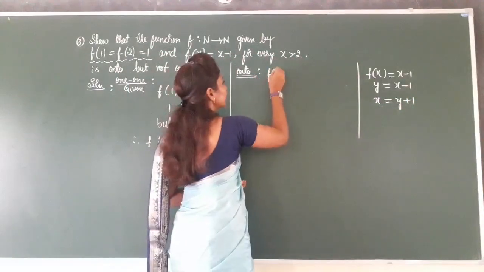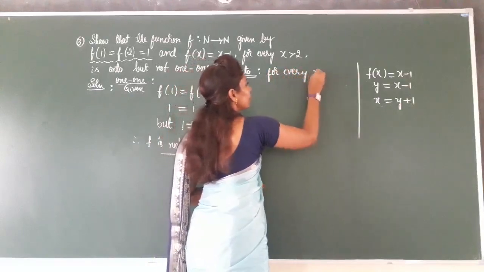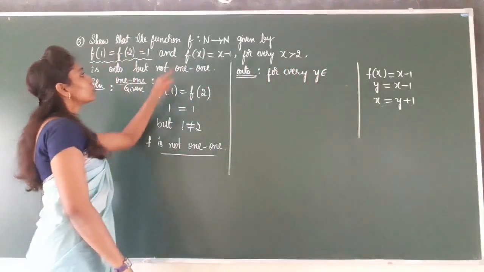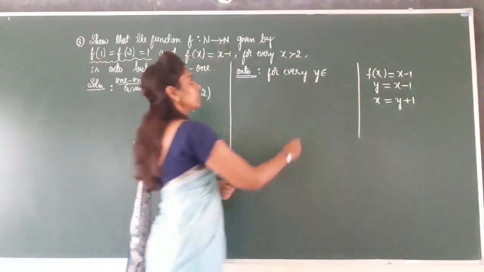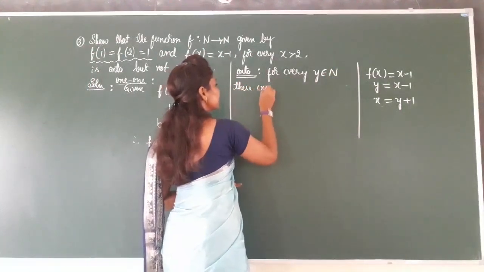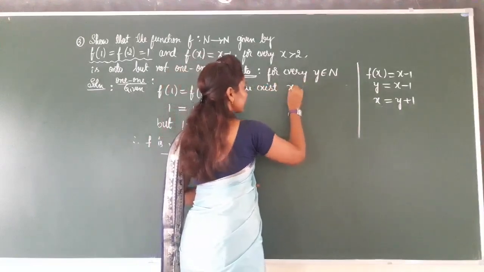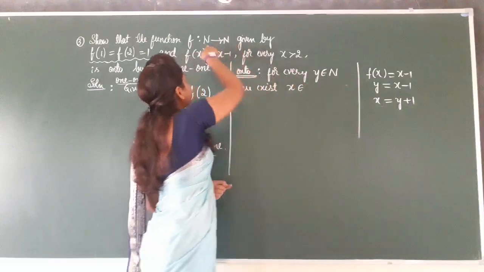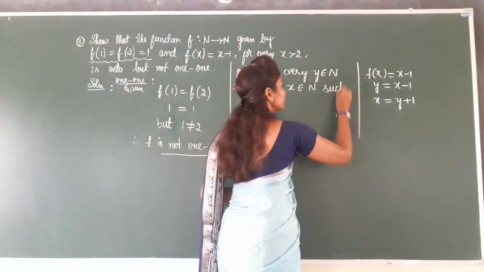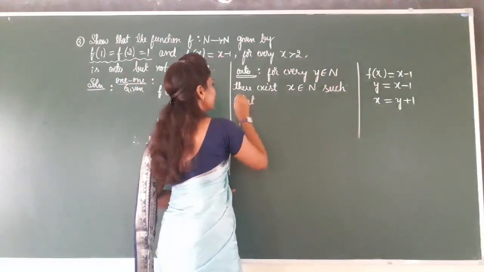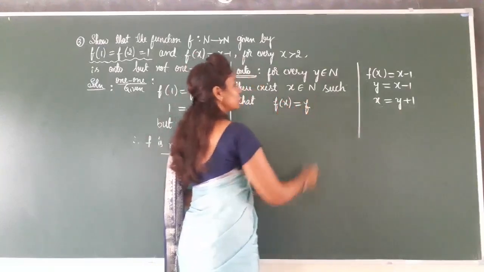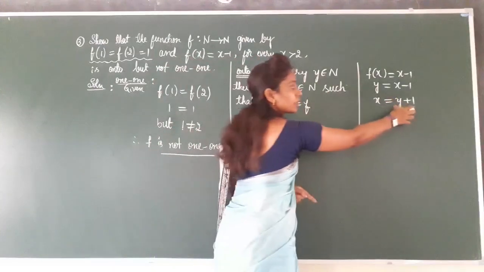Now move on to the onto function. For every y belongs to the codomain set, here the codomain set is natural numbers, y belongs to natural numbers, there exists x belongs to the domain, here the domain is also natural numbers, such that f of x is equal to f of the value of x, which is y plus 1.